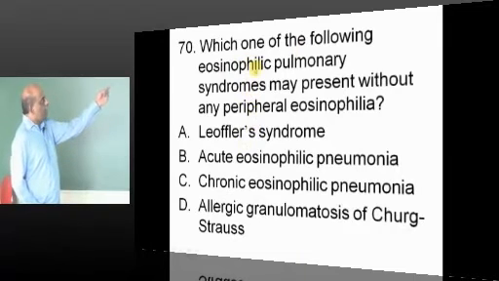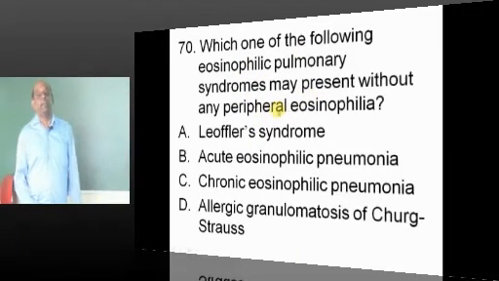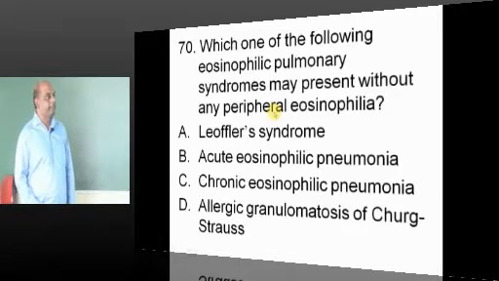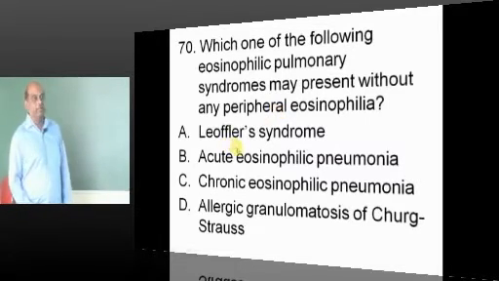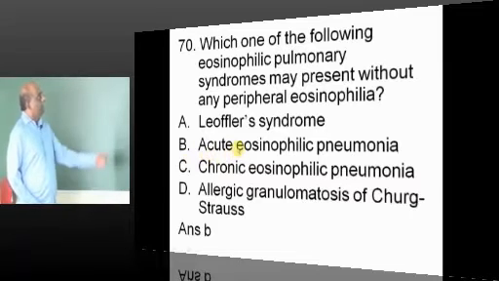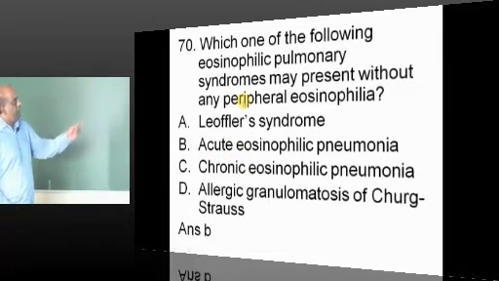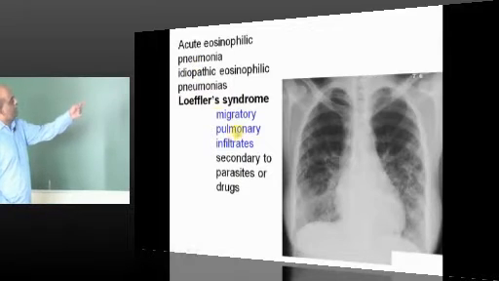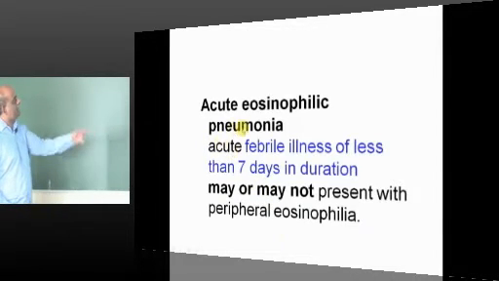Then, eosinophilic pulmonary syndrome without peripheral eosinophilia. What is your answer? A, Loeffler's? But Loeffler's will have peripheral eosinophilia. So Loeffler's is migratory pulmonary infiltrates and may or may not be with eosinophilia, meaning it is eosinophilic pneumonia.